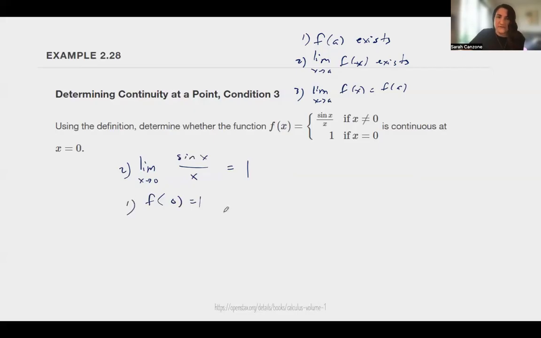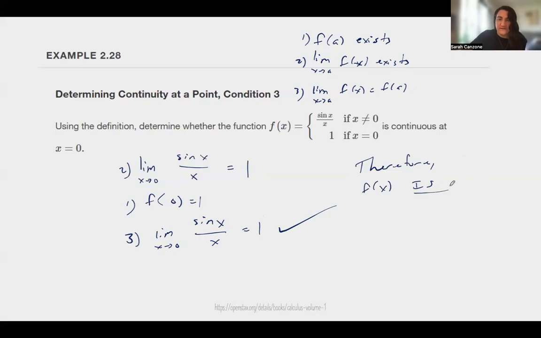So this is like the first quantity here. Sorry that it's out of order. And so 3 says, is this true? So is the limit as x approaches 0 of the sine of x over x equal to f of a, which is 1? It is. Therefore, this function is continuous. So f of x is continuous at x equals 0.